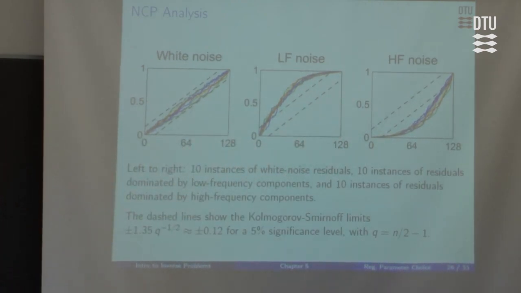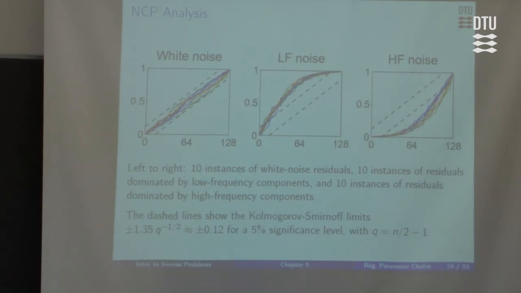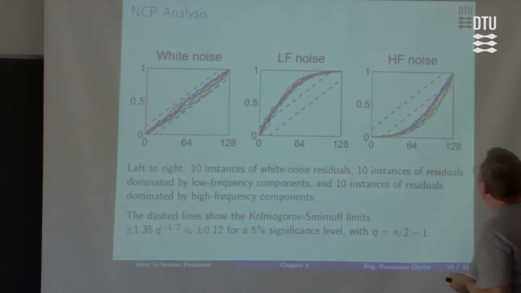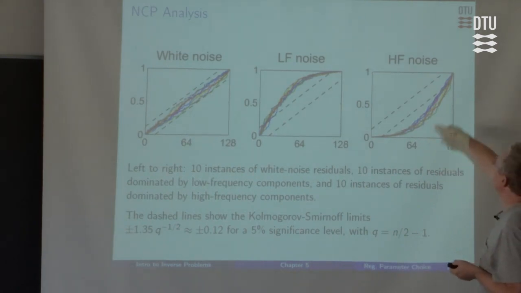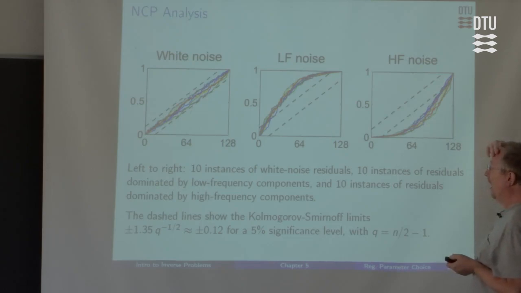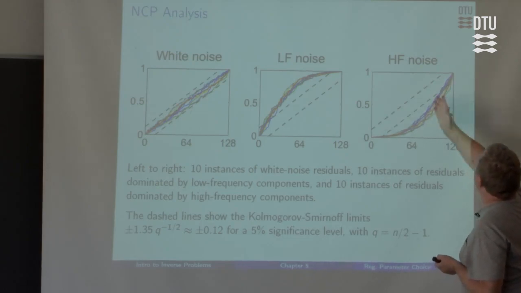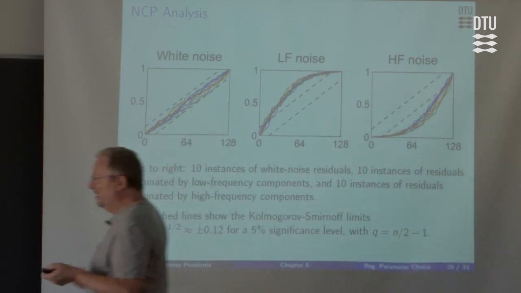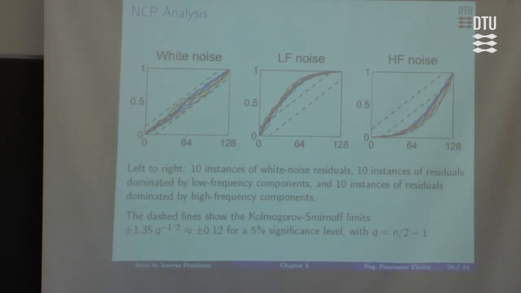And then, of course, for the high frequency noise, what is that called in signal processing? Is it blue noise? I'm not sure what it is. It's not pink. Let's say it's blue. The curve bends the other way because there the main contributions to the spectrum come from the high frequency components. So that would be over here towards the end of the curve. So clearly, if the noise is not white, it looks different than the straight line.